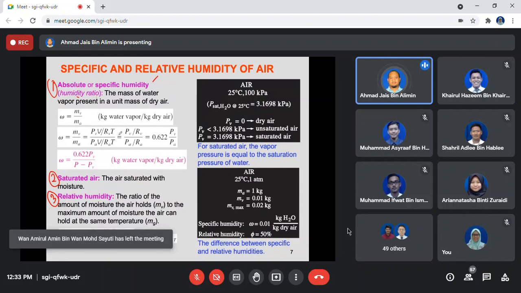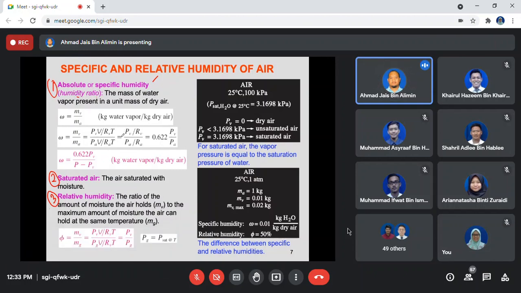And then if you're applying the ideal gas behavior, we can then expand equation 1, and you can put it in pressure terms: omega equals 0.622 multiplied by the partial pressure of the vapor divided by the partial pressure of the air. And you rearrange, then you can get this next equation. So you have two options to define the specific humidity, or the humidity ratio.